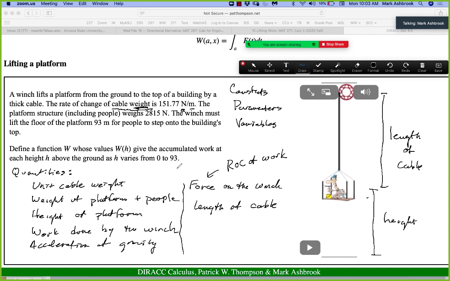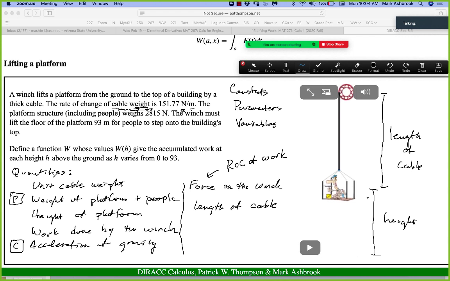So do we have any constants? Things that never change. The acceleration of gravity. Yeah, so this one would be a constant. Okay, what about parameters? Things that stay the same value in our situation, but might change if we had a different winch and platform and cable. The weight of the platform, like the people on the platform. This is a parameter, so it stays constant in our situation. What about the unit cable weight? Changing or constant?